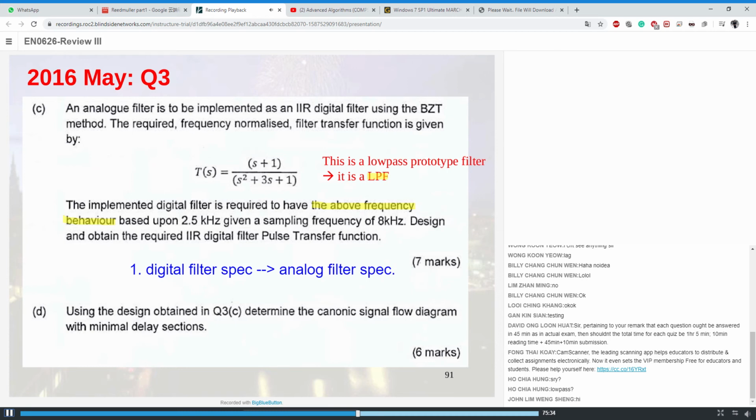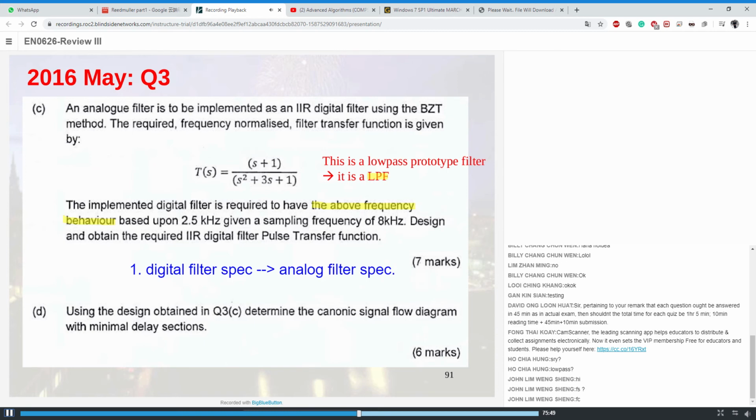So from this question, may I know what is my digital filter spec? When I say digital filter spec, what are the information that we need to know? In general, we talk about four information: FS, FC. FS is what? Yeah, sampling frequency. So do I know the sampling frequency in this question?